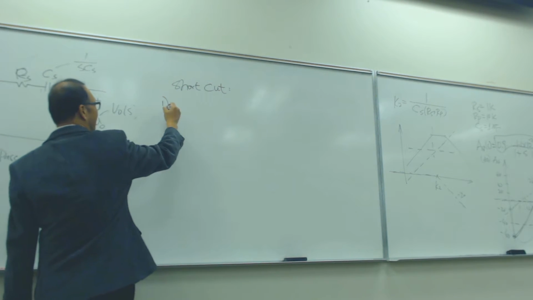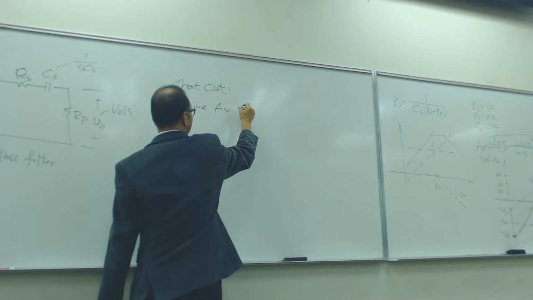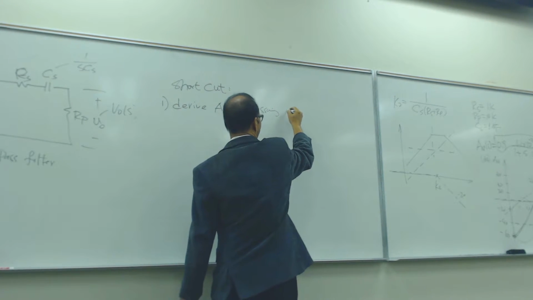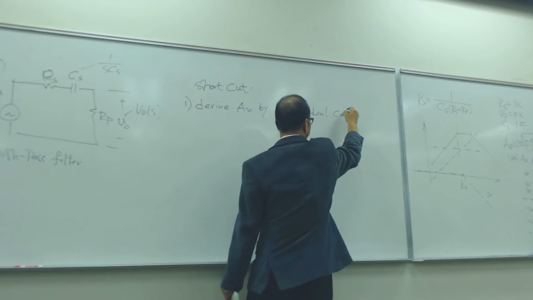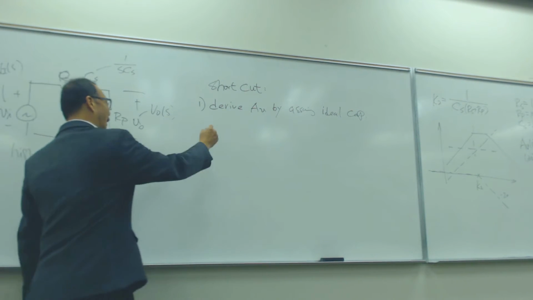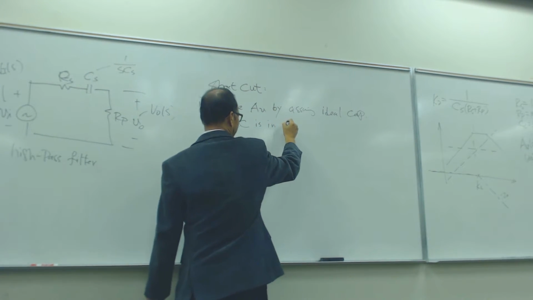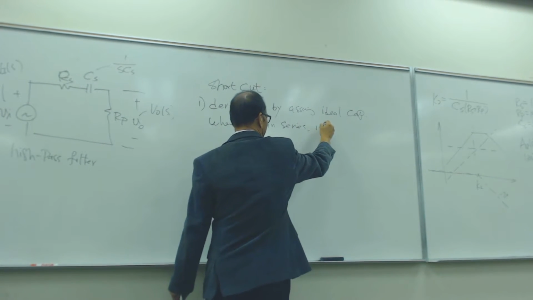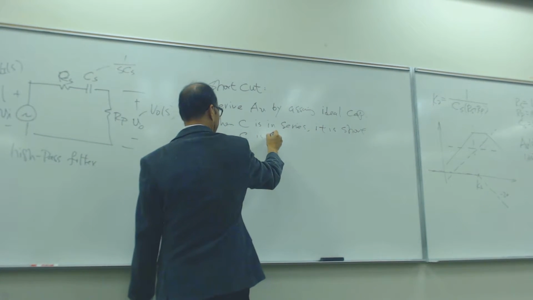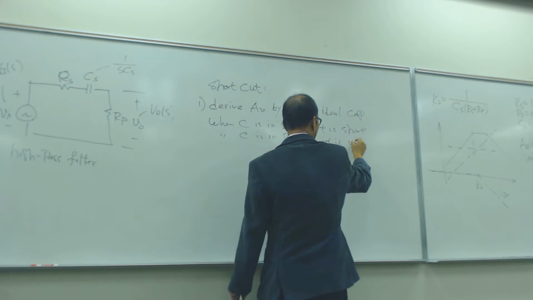First, you derive A sub B by assuming ideal capacitors. What do I mean by ideal? Ideal means when C is in series, it is short. When C is in parallel, it is open.